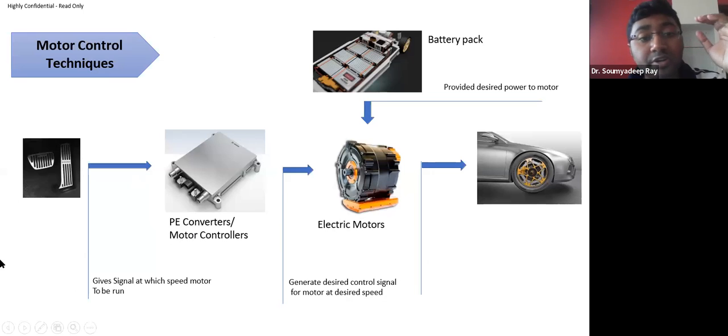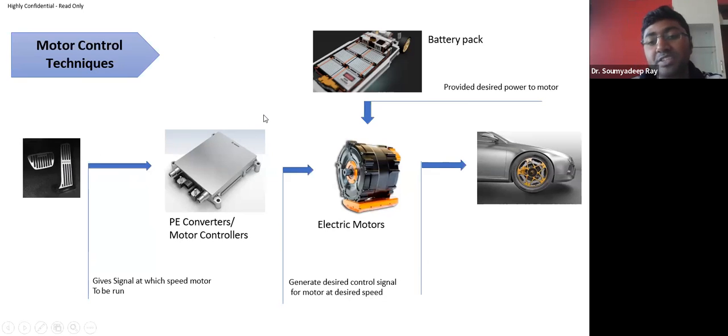Now the motor control technique. In your IC engine powertrain, you press the accelerator pedal and the vehicle is driven by the functionality of the IC engine. But in the electric vehicle, the same kind of characteristics get controlled. See here what is happening.